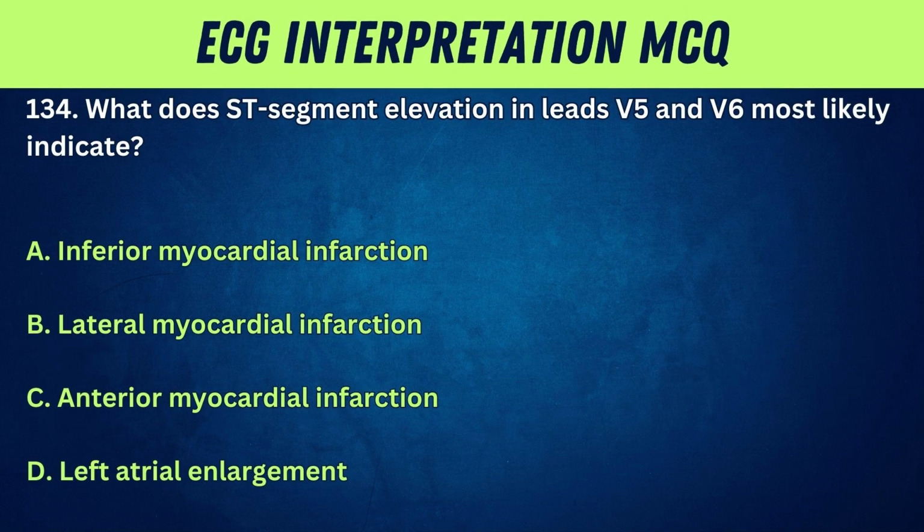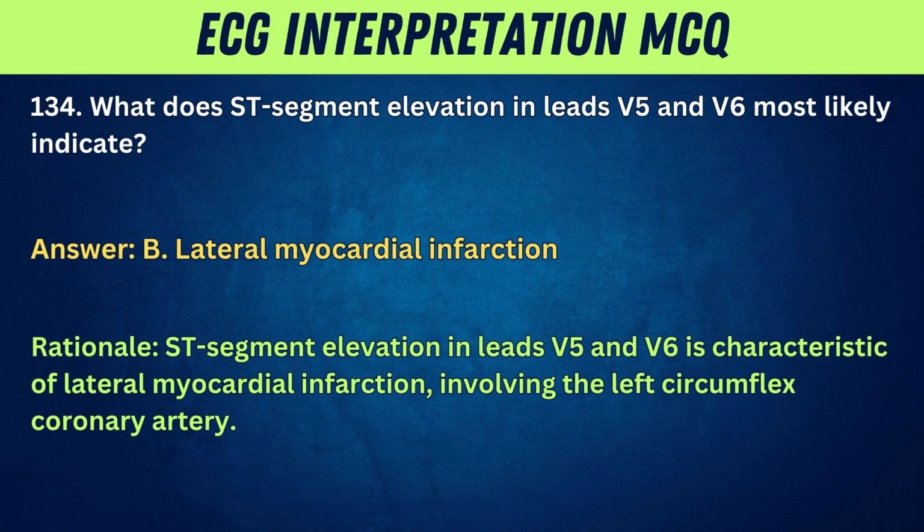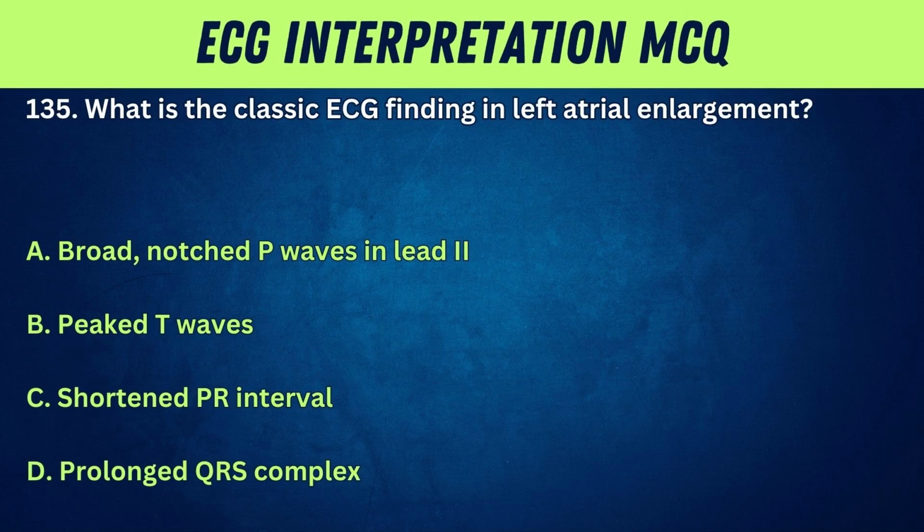134. What does ST segment elevation in leads V5 and V6 most likely indicate? A. Inferior myocardial infarction. B. Lateral myocardial infarction. C. Anterior myocardial infarction. D. Left atrial enlargement. Answer: B. Lateral myocardial infarction. Rationale: ST segment elevation in leads V5 and V6 is characteristic of lateral myocardial infarction involving the left circumflex coronary artery.